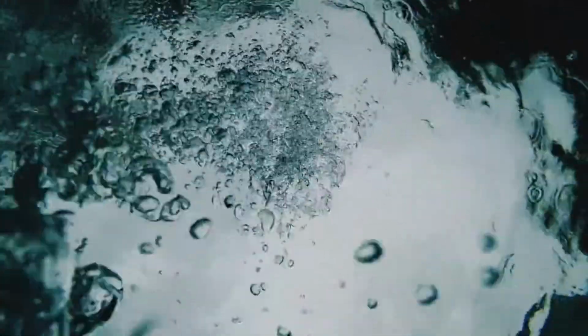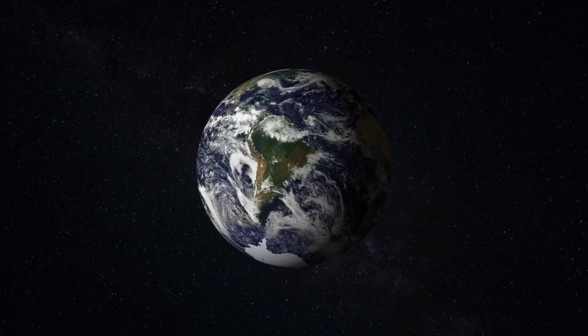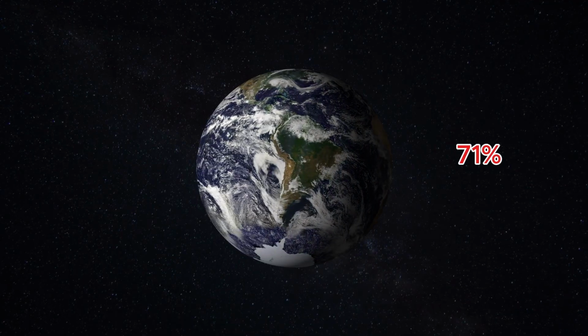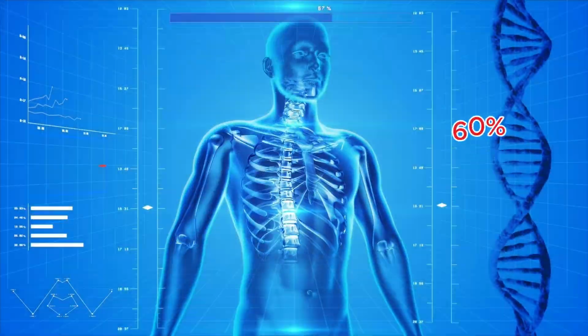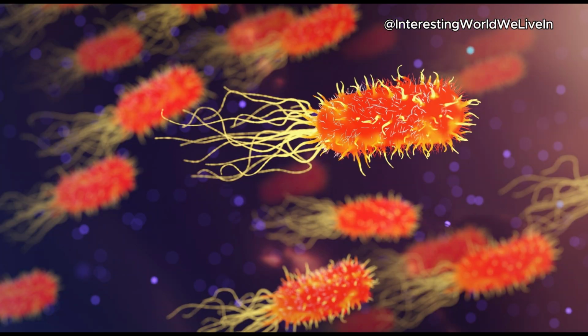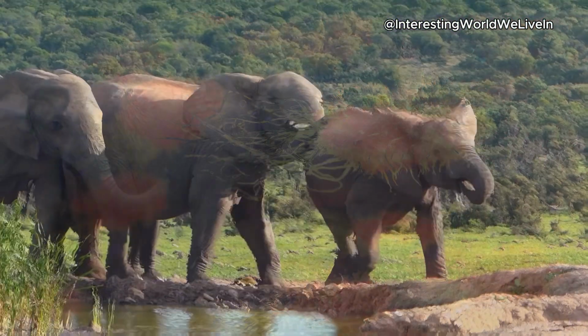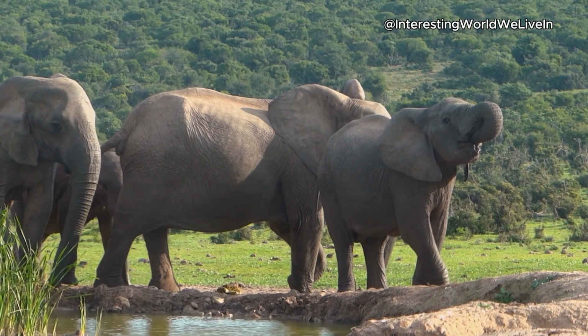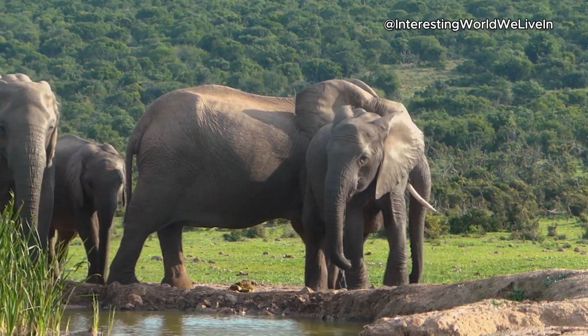Water is often referred to as the essence of life, and for a good reason. Covering about 71% of the Earth's surface and comprising around 60% of the human body, water plays a crucial role in sustaining life. From the tiniest microorganisms to the largest mammals, every living organism relies on water for survival.